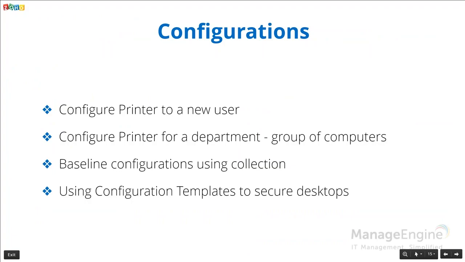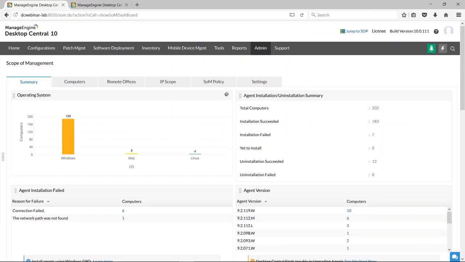Configurations are similar to the Windows GPO policies, but these configurations are completely tweaked with the help of the registry. Now we are going to see how to configure a printer for a new user, how to configure a printer for a whole department, and the baseline configuration. What do the configurations need to be? A baseline configuration across the domain, and using configuration templates to secure the desktop. So these are the things which we are going to discuss now. Let's quickly jump into the product to see where it is available and how we can benefit.